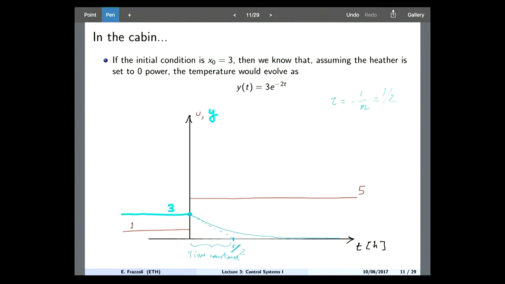Questions? Does this surprise you? Shouldn't. If you have questions, ask. Otherwise, please. This one? This is a tau. Sorry, this is an A. In this case, A is -2. So this is what happens if I just step into my cabin and the heater is off.